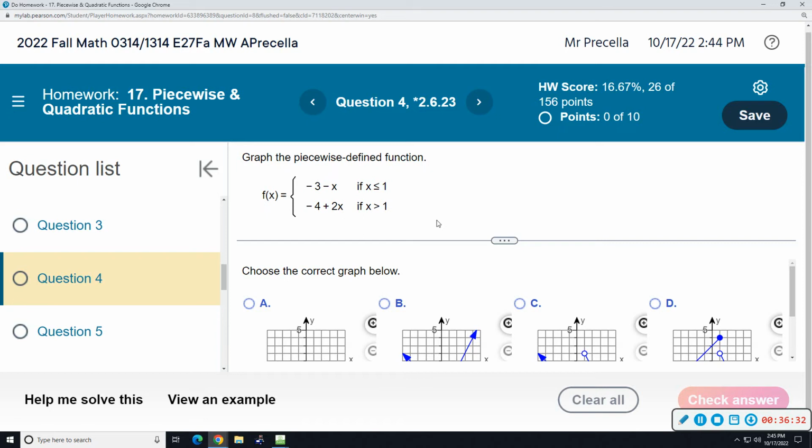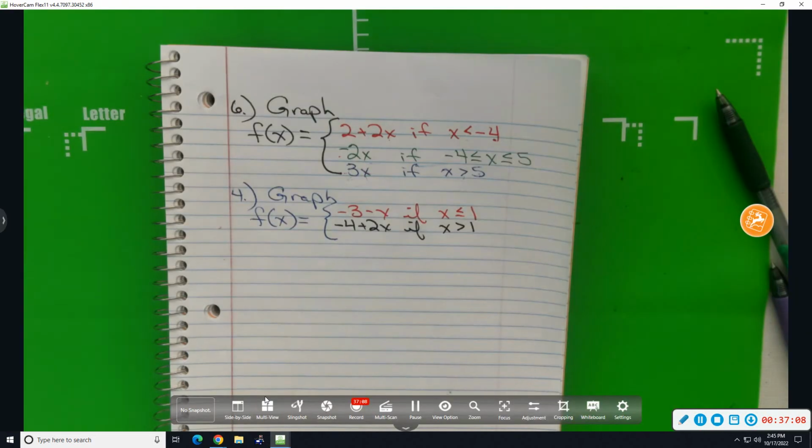Let me write the problem down. Oh, this only has 2 pieces. F of x equals, we'll use the piece -3 minus x if x is less than or equal to 1, and we'll use the piece -4 plus 2x if x is greater than 1. Okay, let me switch over to my paper.